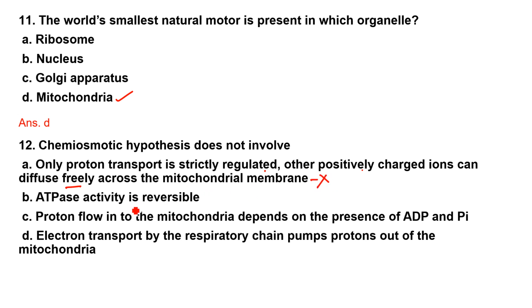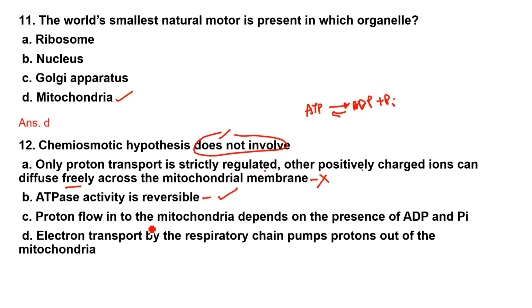Now read this question very carefully. The question is, the chemiosmotic hypothesis does not involve which of these? So option A is false. Option B: ATPase activity is reversible. This statement is also true. You can convert ATP to ADP, and if you add another phosphate group, you can also form ATP. So the ATPase activity is reversible.